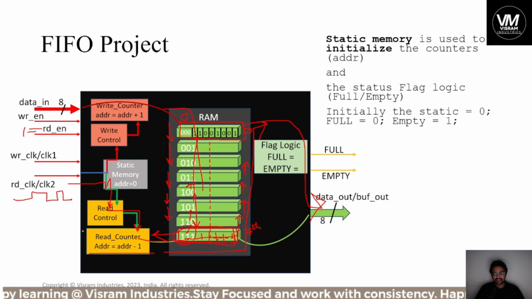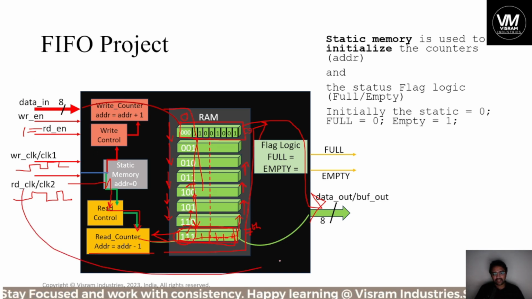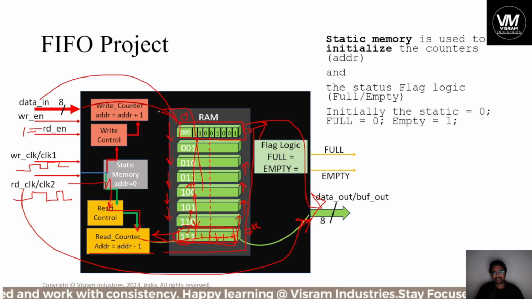Now for the address, it is the read counter. To avoid conflict, we always run with 2 different clocks. That is more feasible. For the read, data output is more essential. For write, data input is most essential.